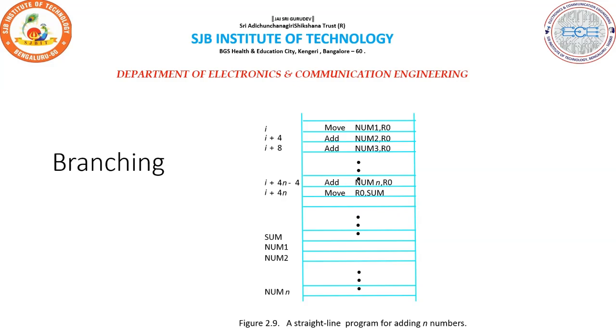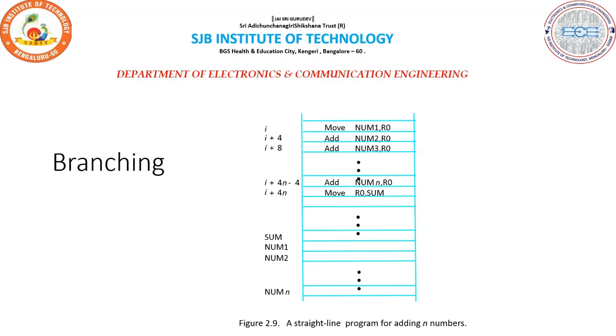In this example, you can see that the addresses of the memory locations containing the n numbers are symbolically represented as NUM1, NUM2 and NUMn, and separate add instructions are used for each number to add to the contents of register R0. After all numbers have been added, the result is placed in the memory location considered as SUM. Instead of using a long list of add instructions, it is possible to place a single add instruction in a program loop. The loop is a straight-line sequence of instructions executed as many times as needed.